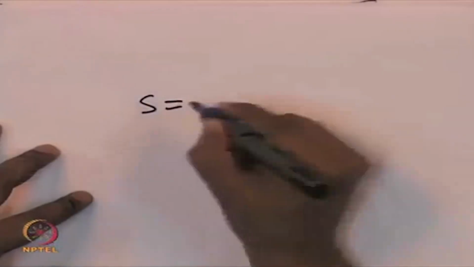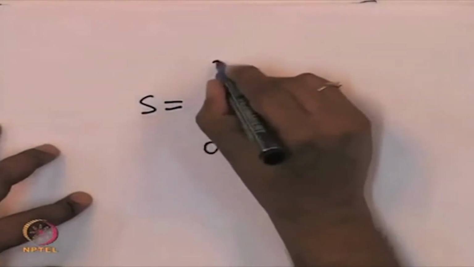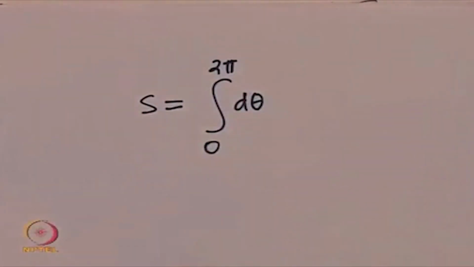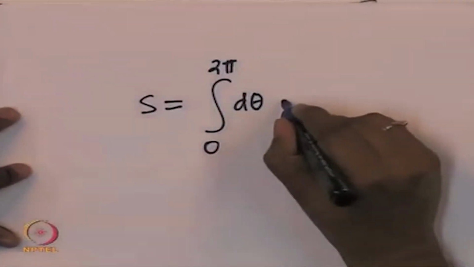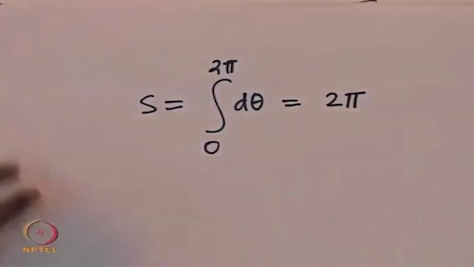Entropy, we can write entropy as integral 0 to 2 pi d theta. This theta can go from any value from 0 to 2 pi. So, the answer will turn out to be of course 2 pi. So, the entropy will turn out to be 2 pi.